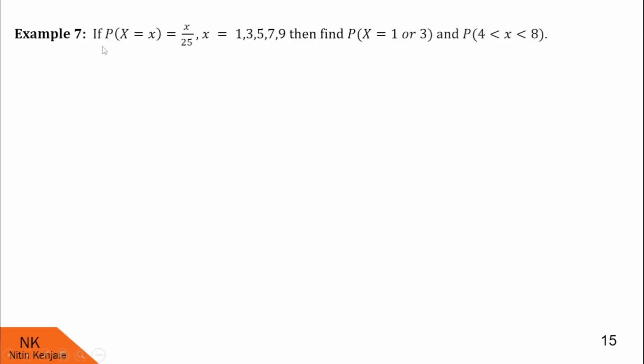Here the question is, if P of X equal to x is defined as x upon 25, where x is equal to 1, 3, 5, 7 and 9, then we are asked to find probability of x is equal to 1 or 3 and P of x between 4 and 8. Let us proceed for solution.